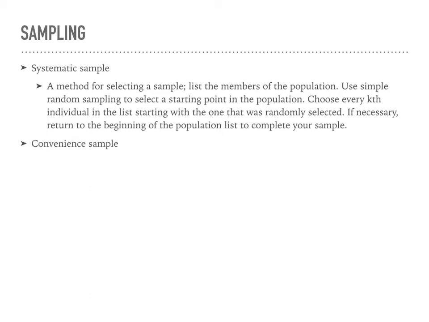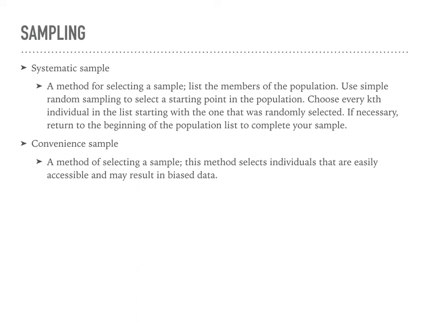Next, we have a convenience sample. Convenience sampling is a method for selecting a sample. This method selects individuals that are readily accessible and may result in biased data. At the end of the semester, you will be completing a project where you are actually going to conduct a research experiment. During this, you will have to collect a sample. When you collect a sample, I want you to make sure that you avoid using the convenience sampling method.